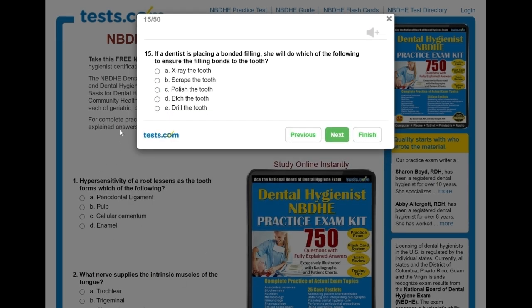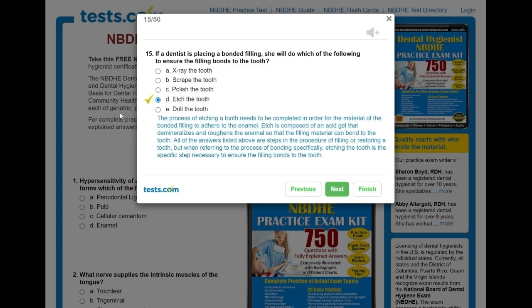Question 15. If a dentist is placing a bonded filling, she will do which of the following to ensure the filling bonds to the tooth? A. X-ray the tooth. B. Scrape the tooth. C. Polish the tooth. D. Etch the tooth. E. Drill the tooth. D. Etch the tooth.